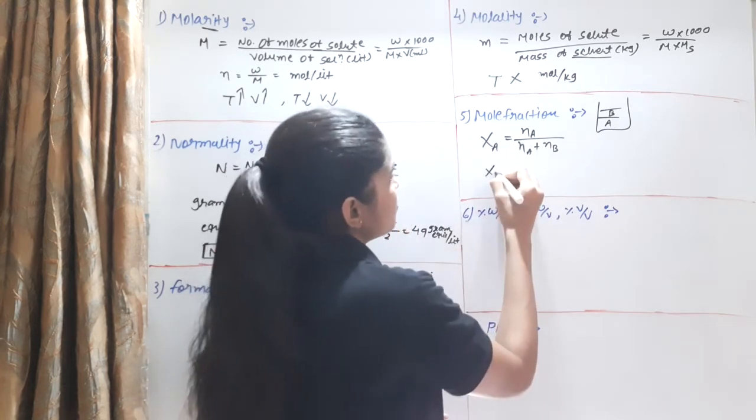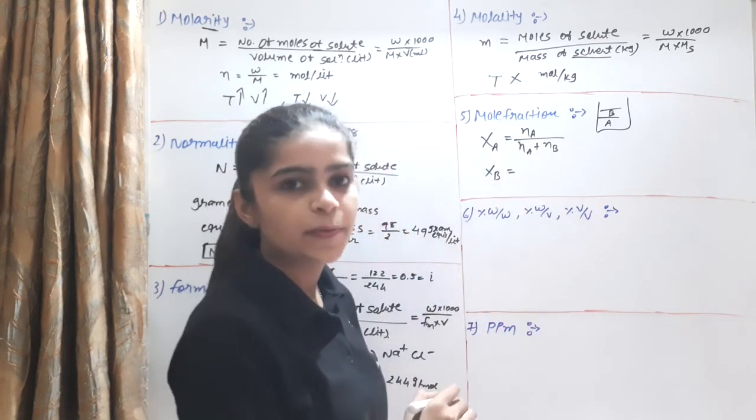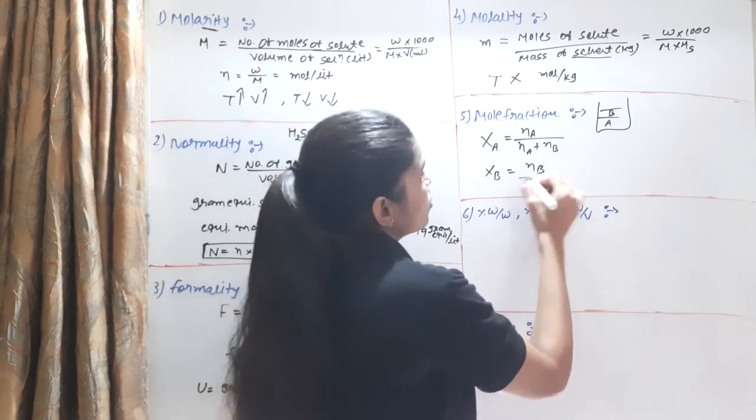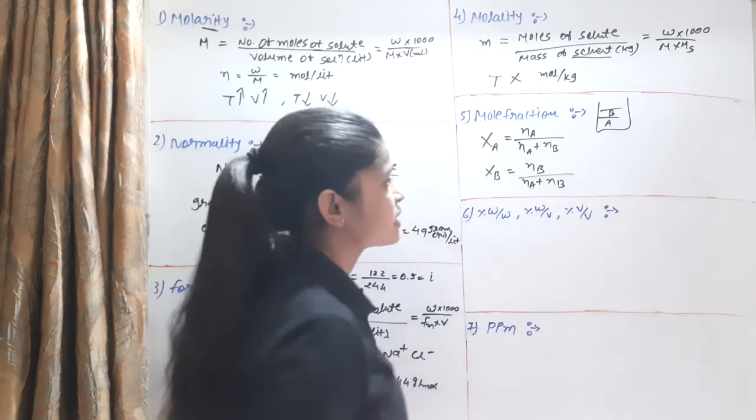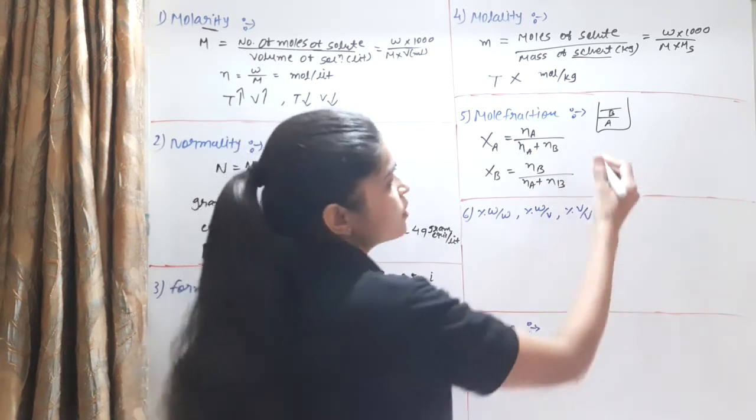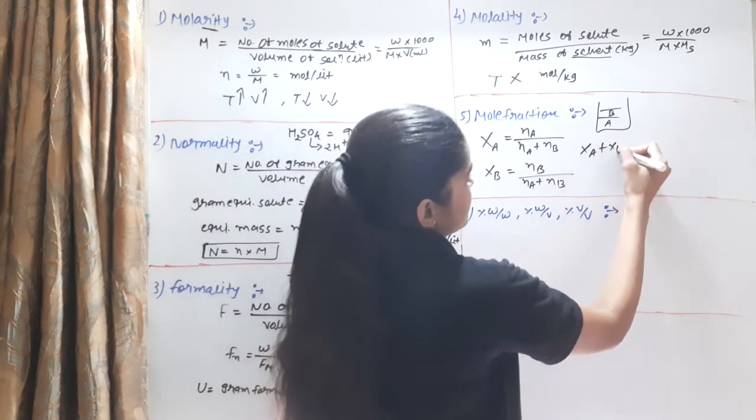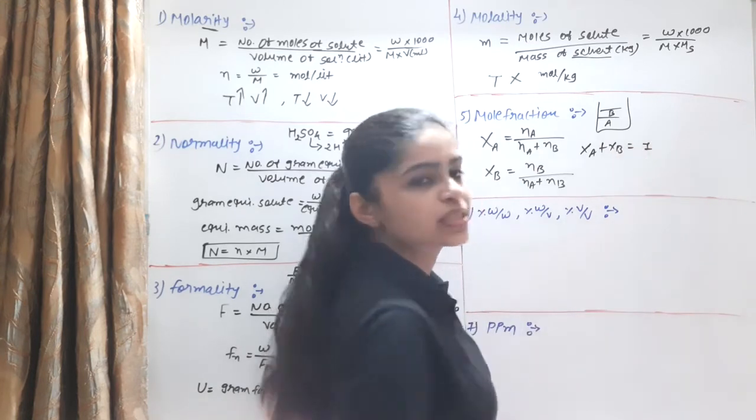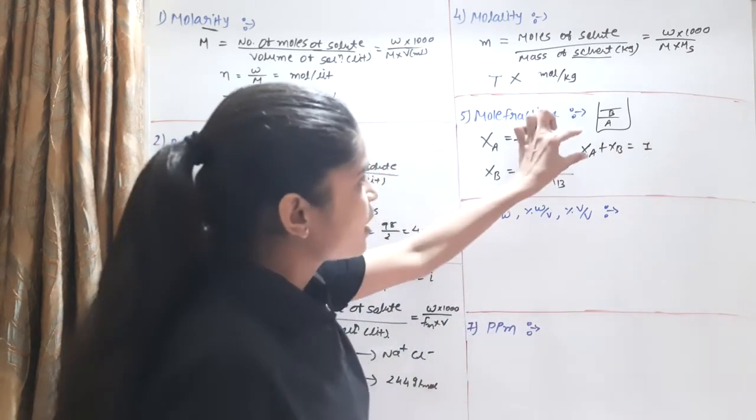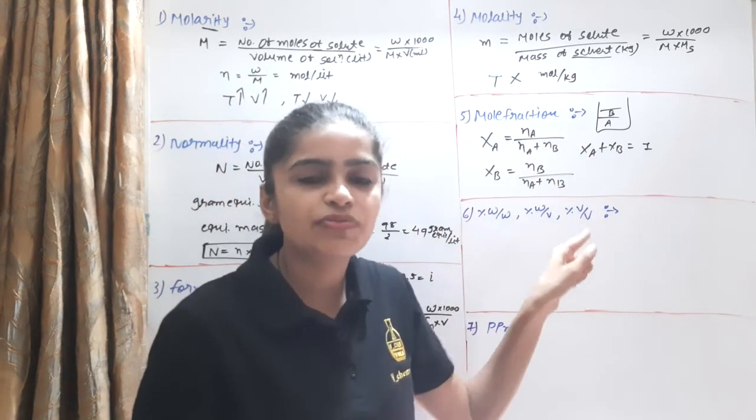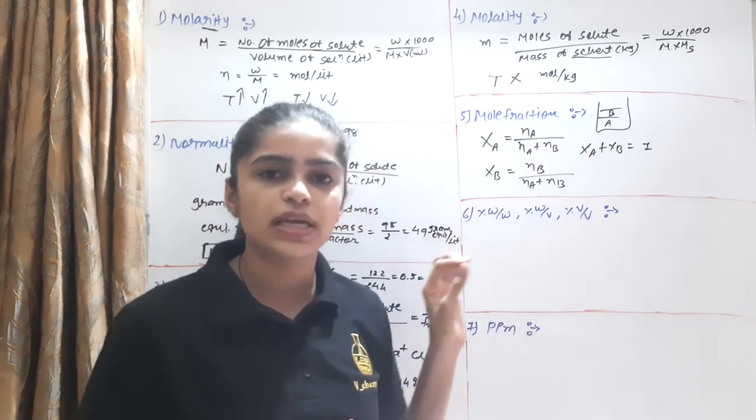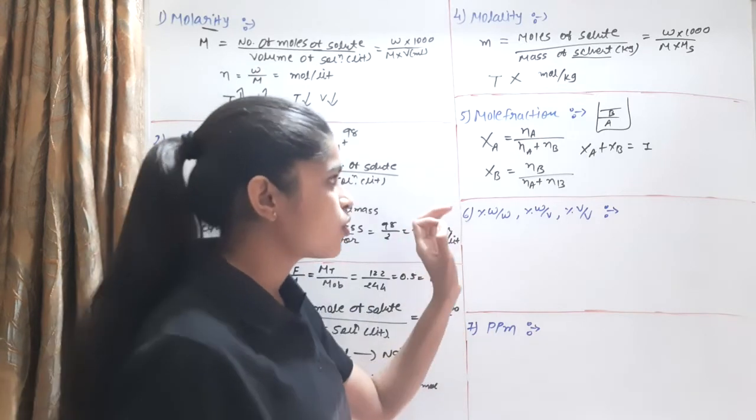In the same way, we find the mole fraction of B. This is the moles of B divided by the total number of moles, Na plus Nb. And we know that Xa plus Xb is always equal to 1. So first we find only Xa, then we find Xb because 1 minus Xa is equal to Xb. That is how we find the mole fraction.